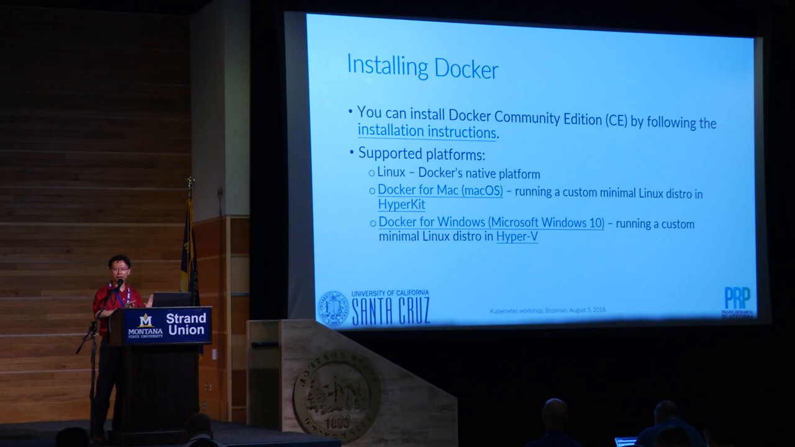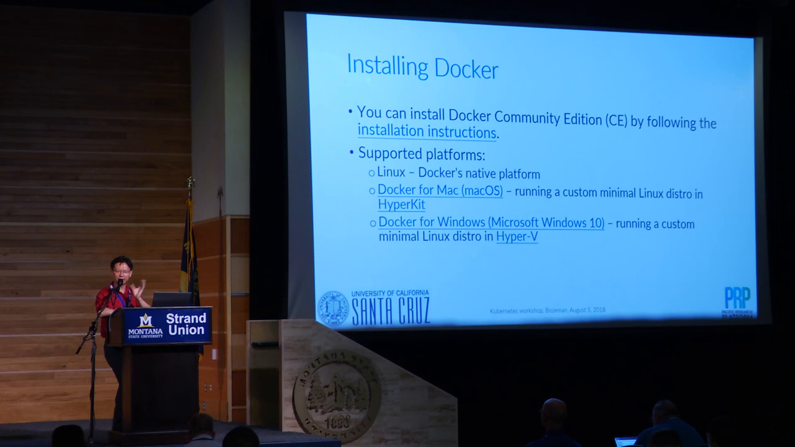Although the Docker we're talking about today is a Linux-unique technology, Docker is actually available on many platforms. If you install on Linux, it's Docker's native platform. But you can also install Docker on macOS or Windows. Essentially, they are running Docker inside a custom minimum Linux distribution, very lightweight. This also applies if you run Docker on the cloud: you're actually running Docker inside a virtual machine as well. This actually gives you a little bit of security enhancement. We'll talk a little more about security later on.